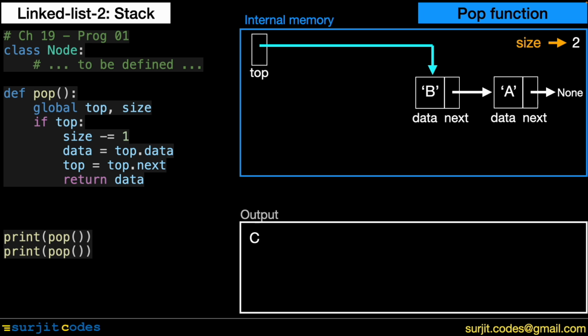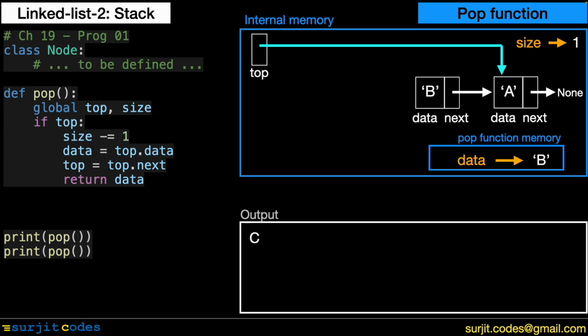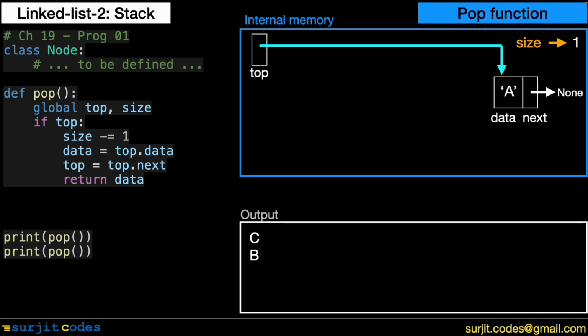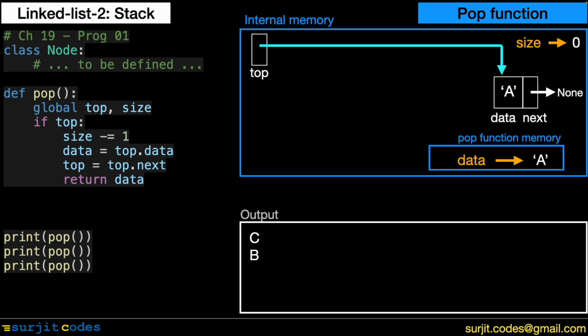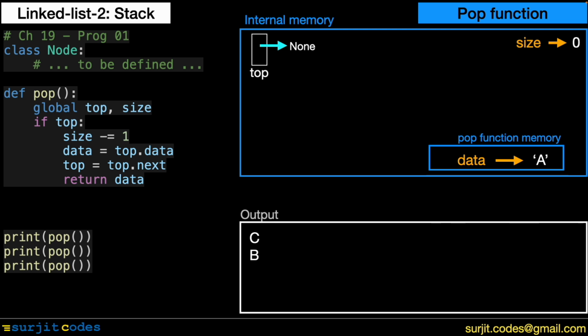The next pop operation further reduces the size of the stack, stores B in the data variable, moves top to the next node, deletes the dangling node, and returns B for printing. The third pop reduces size of the stack to 0 and saves A in data. Top now becomes none, dangling memory is cleared, and it returns A for printing.